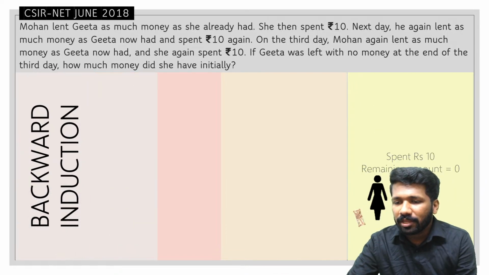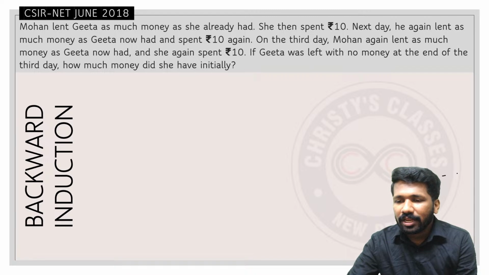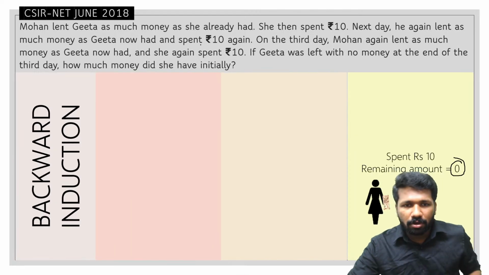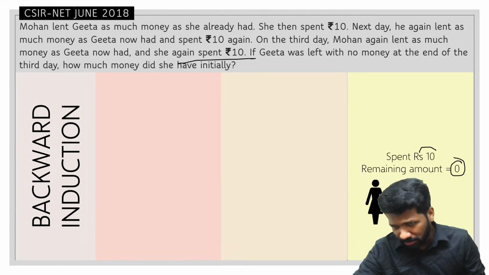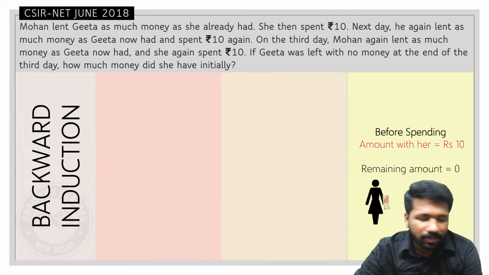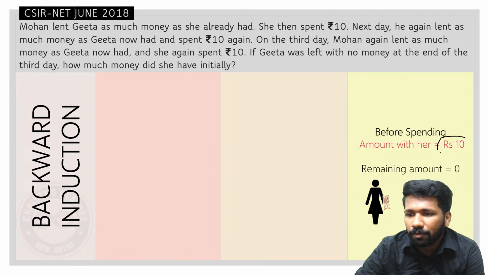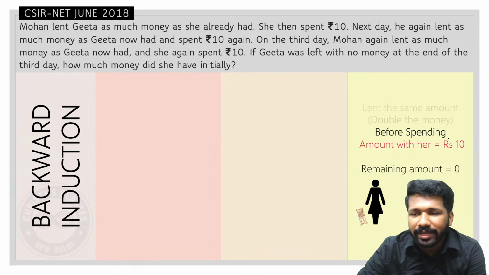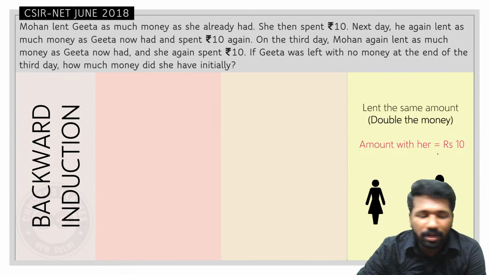Yeah, final remaining. I'll start from here. Day 3, she had no money. Remaining amount is 0 because she spent 10 rupee. That means before spending the 10 rupee she had 10 rupee with her. Amount with her was 10 rupee. All of you are getting this? And why did she have 10 rupee? Because Mohan doubled her money. That means she had only half the money.